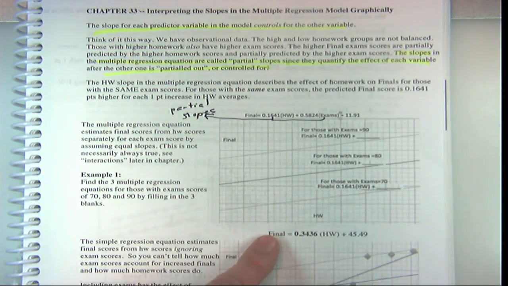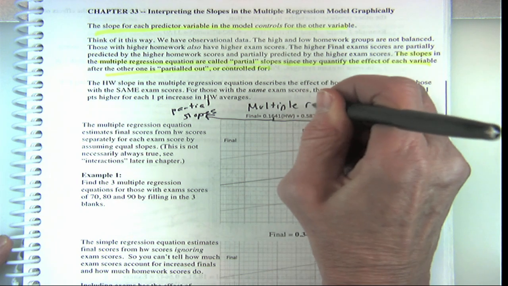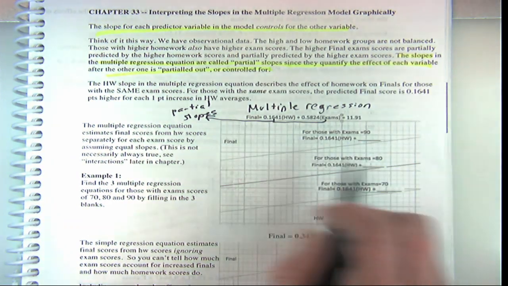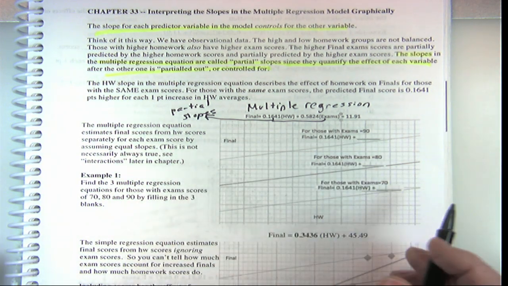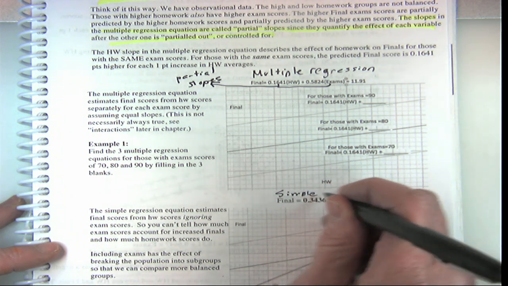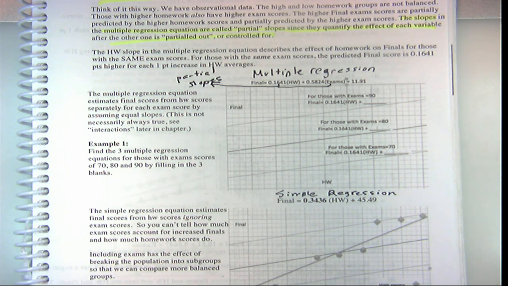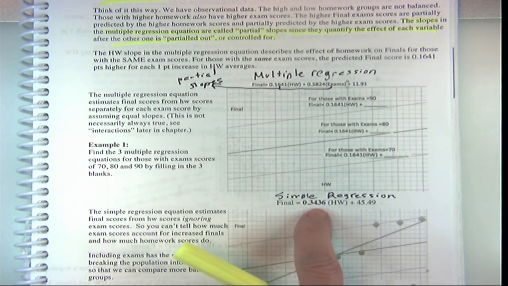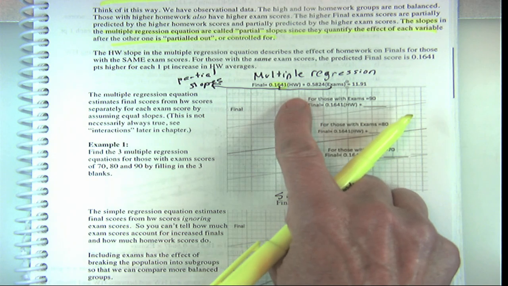Here's the simple one, and this is a multiple regression equation. Why? Because it has 2 predictor variables, 2 x's predicting 1 y. We have homework and exams, both x's predicting the final. So this is the multiple regression, as opposed to the 2 simple regressions. Here's one of the simple regression equations, which is just homework alone predicting y. Okay? So this slope is bigger than that one, right? It went down in the partial because it's saying what?